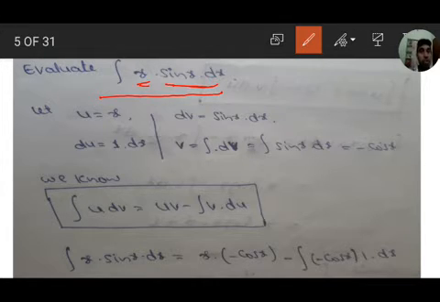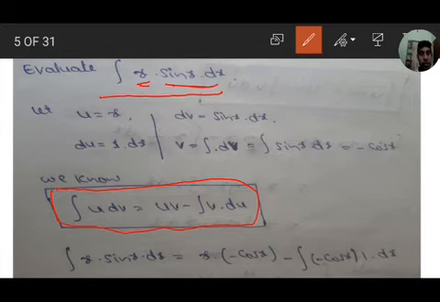So we have the formula: integration u into dv equal to uv minus integration v into du. So we have to substitute in the values. Which one is the u and which one is the dv?